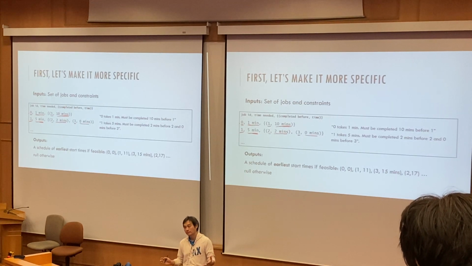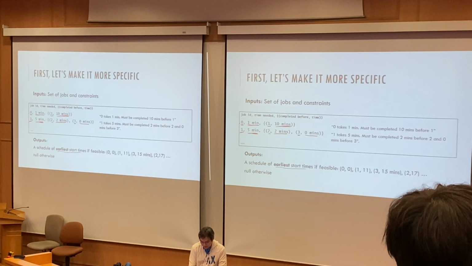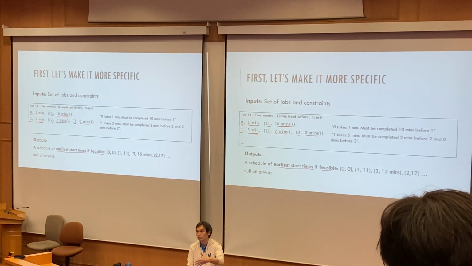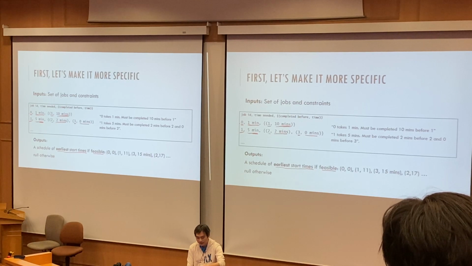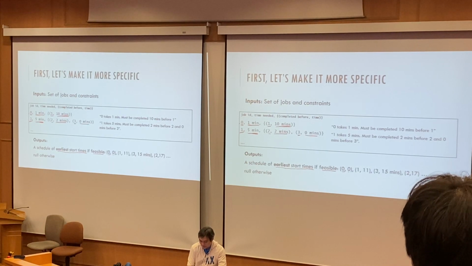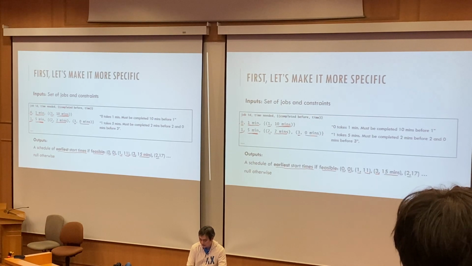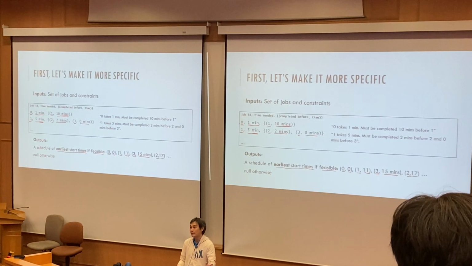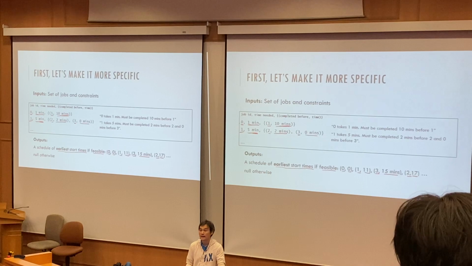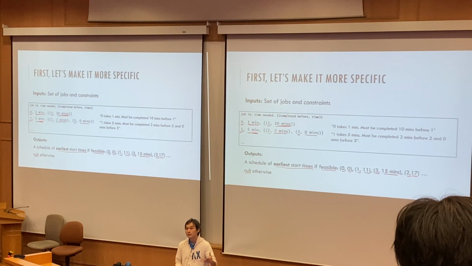What's my output? My output is a schedule of the earliest start times, if it is feasible to perform all the jobs and satisfy the constraints. So for example, I may want 0 to start at time 0, 1 to start at time 11, 3 to start at time 15, 2 to start at time 17. That's a feasible schedule. Otherwise, if there is no feasible schedule, I want you to report on it.